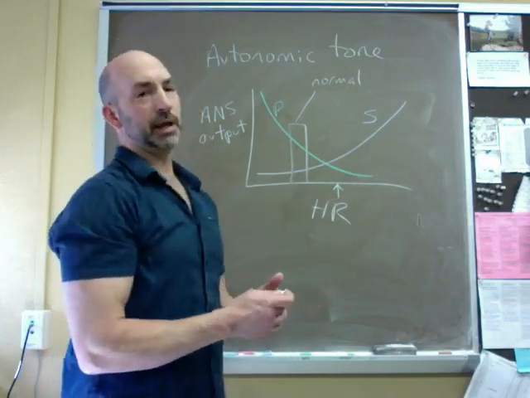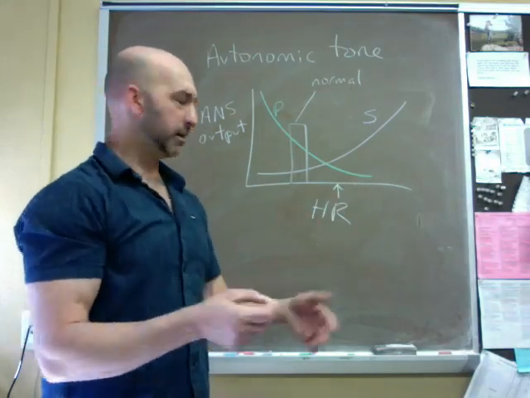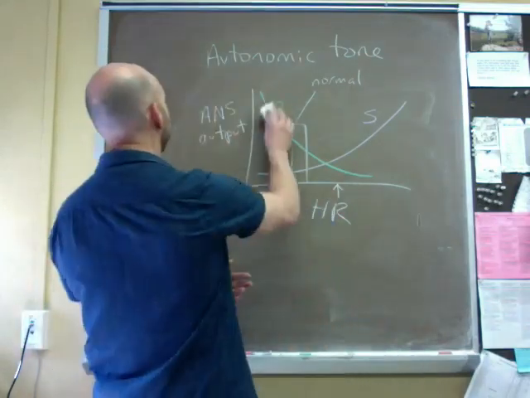Okay, so that's just a good example of autonomic tone. We can see that in a lot of different target tissues. All right.